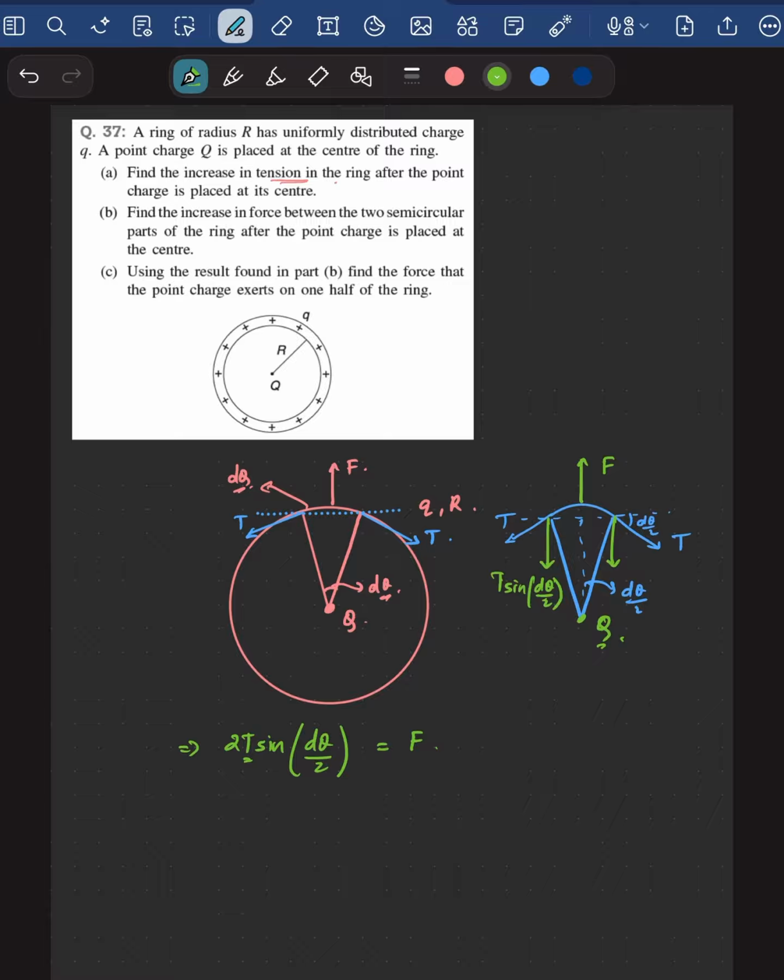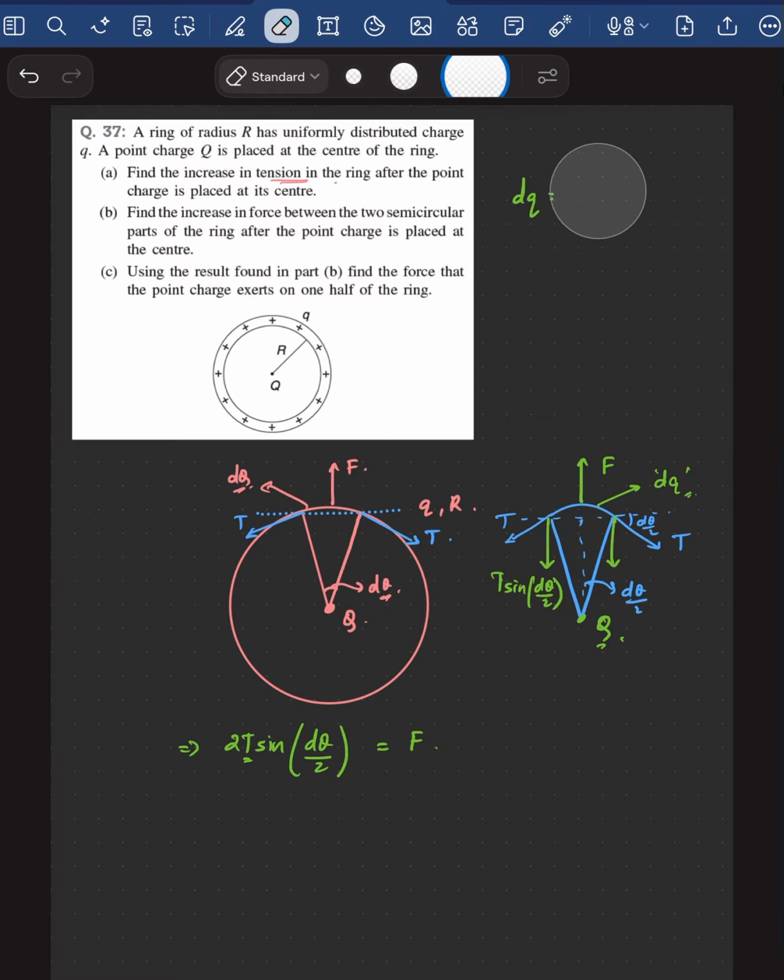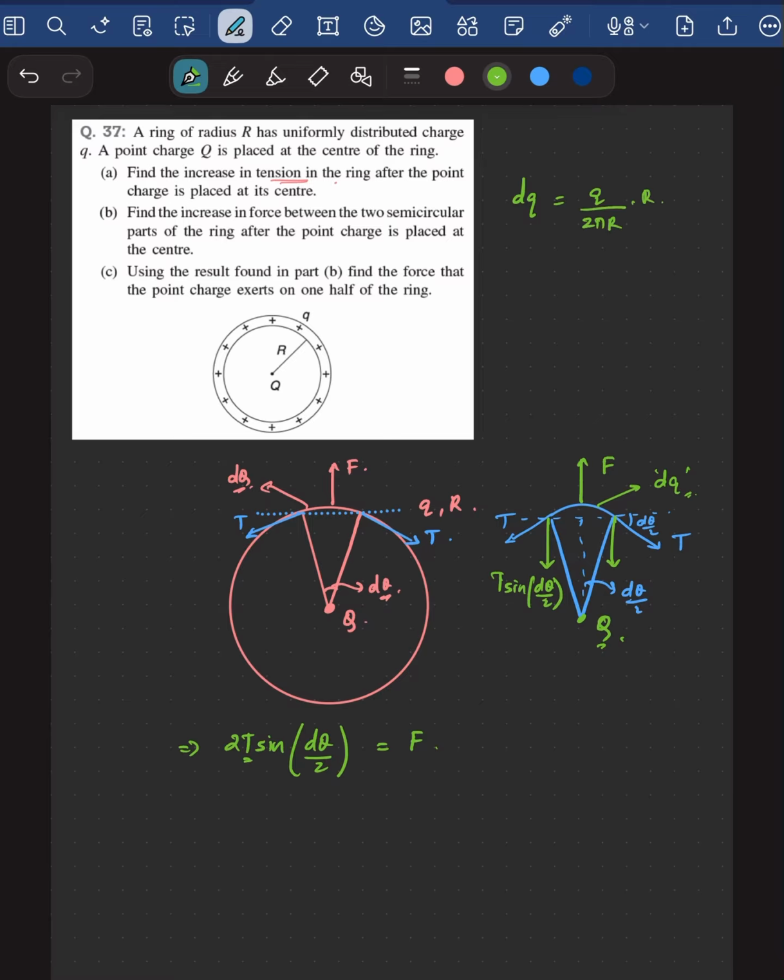What will this F be equal to? Because we are now considering a very small portion, I can use Coulomb's law. This is like a point charge dq, even though the diagram does not suggest it. And what will that dq be equal to? That dq will be equal to q by 2πr into r dθ. So r and r get cancelled. So the dq value is equal to this. So your force F will be equal to k into q by 2π into dθ into capital Q divided by r squared, right? Which is what I'll be substituting over here as well.